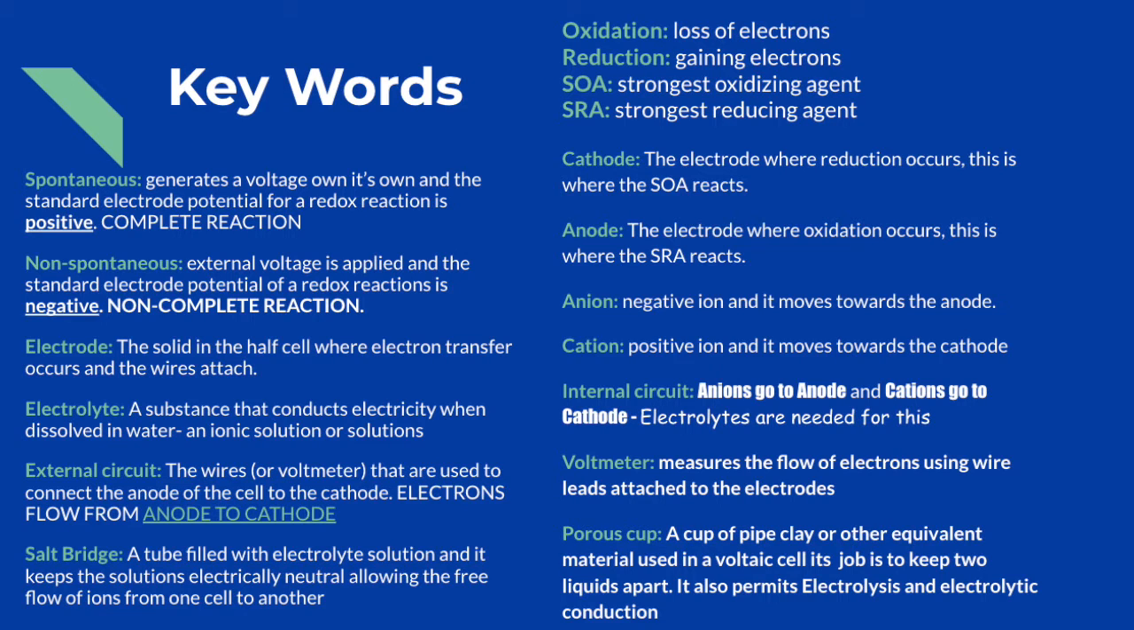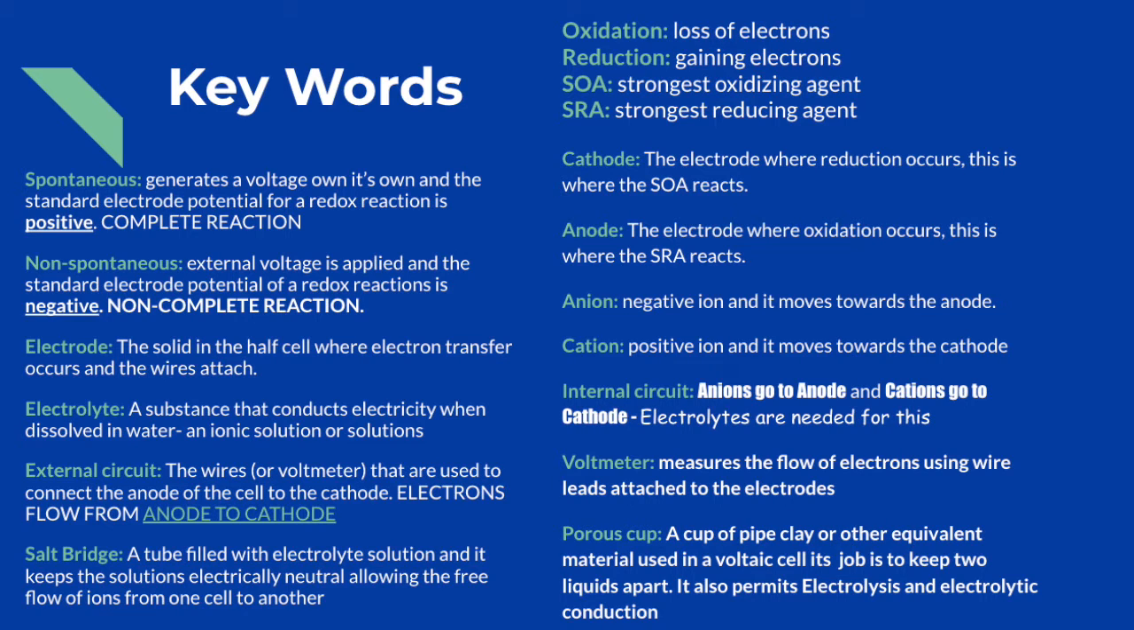Next is a part of your internal circuit, your anion. Your anion is negative. It's a negative ion and it moves towards the anode. And then your cation, and it's positive, and it moves towards the cathode. Now, in your internal circuit, anions go to the anode, and the cations go to the cathode. Electrolytes are needed for this. Next is the voltmeter. The voltmeter measures the flow of electrons using wire leads attached to the electrodes.